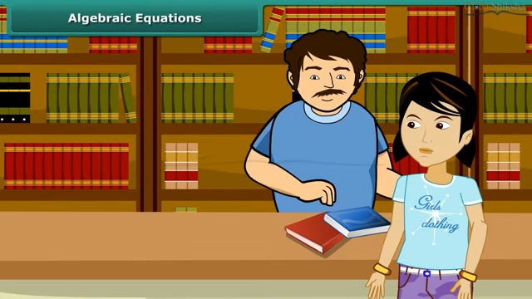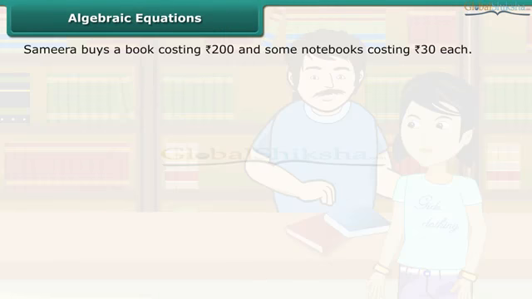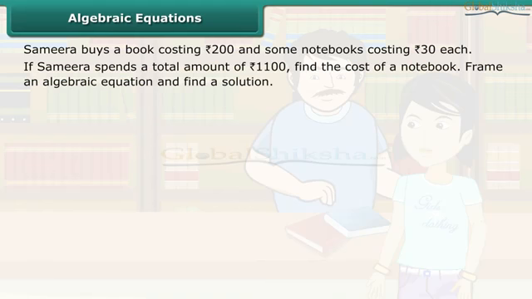Let us look at another example. Samira buys a book costing 200 rupees and some notebooks costing 30 rupees each. If Samira spends a total amount of 1100 rupees, find the cost of a notebook. Frame an algebraic equation and find a solution.